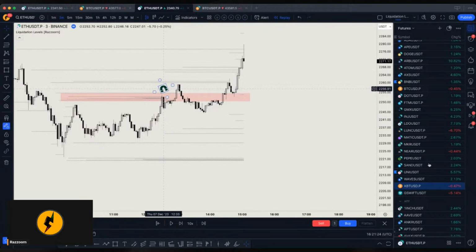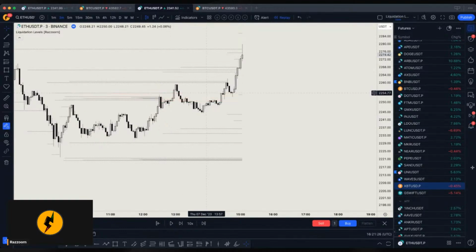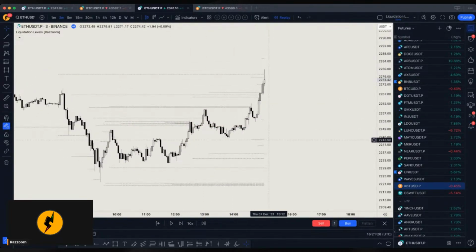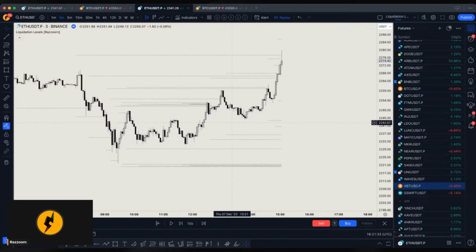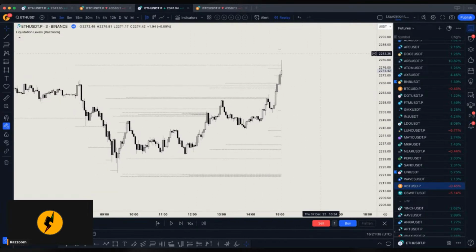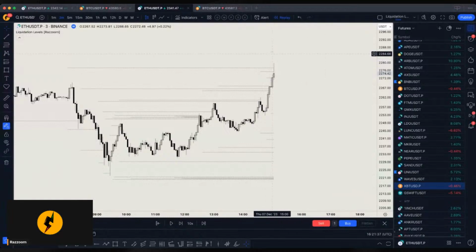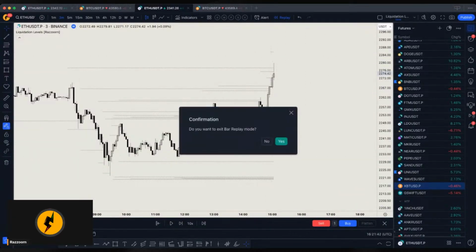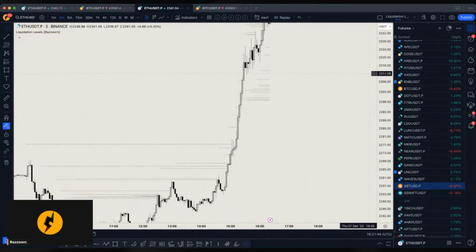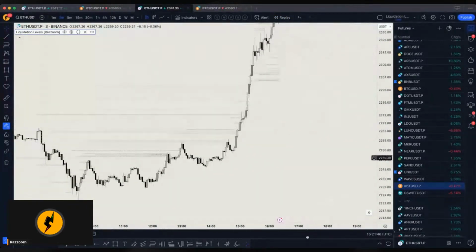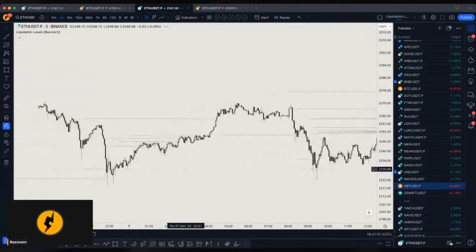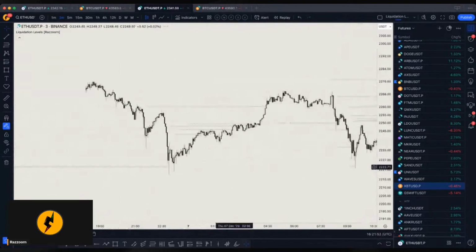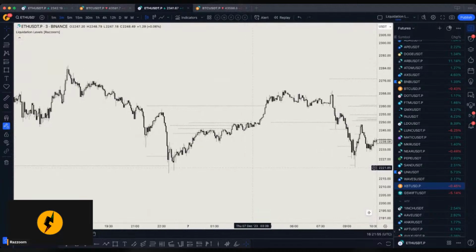I just wanted to clarify that for these levels right here, there's no reprinting or anything. These levels are leading levels, and you see them as they start to print. But yeah, ETH is pumping hard right now. I want to go to a more ranging environment and show you how it works.